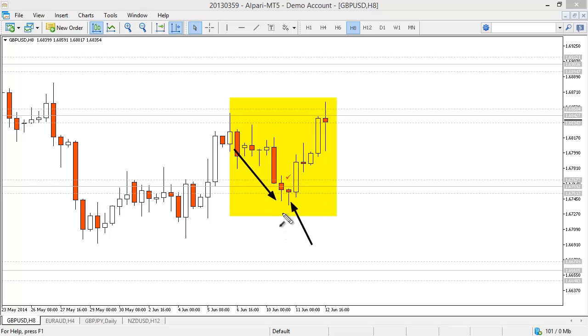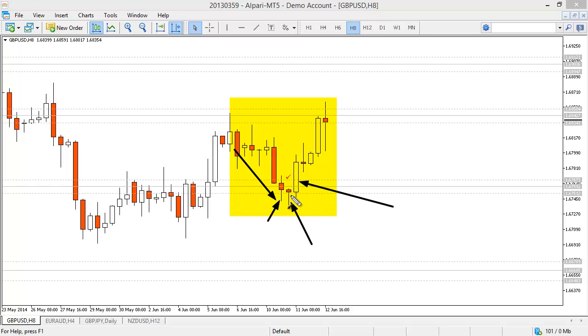This is an indecision candle. This one before it is indecision too, but this is the most prominent one. So indecision is essentially a sign that, in this case, buyers are trying to take control of price. They're pushing up against the sellers. So that's part 2. So we have preceding trend, we have indecision, and then we have the reversal trend.